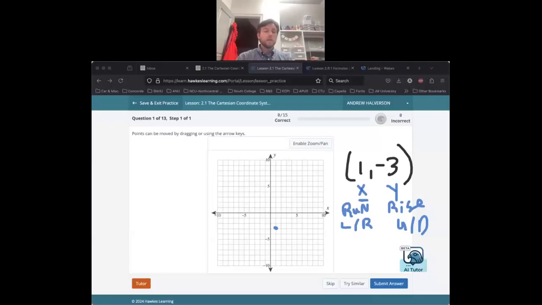So let me give you another one. Suppose I had the ordered pair -2 comma 4. You tell me: left, how far left; right, how far; up, down.